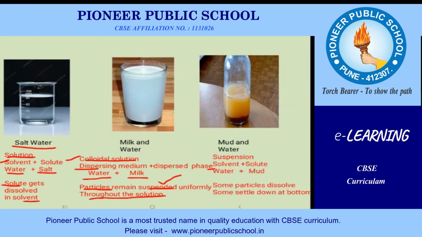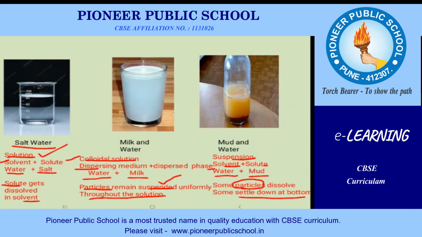Here, when we are thinking about mud and water, this solution is called a suspension. In this, solvent and solute mix with each other. Here the solvent is water and the solute is mud. The particles of solute are not going to dissolve in the solvent. They will settle down at the bottom and will show separate existence in the solvent. So such types of mixtures are called suspension.